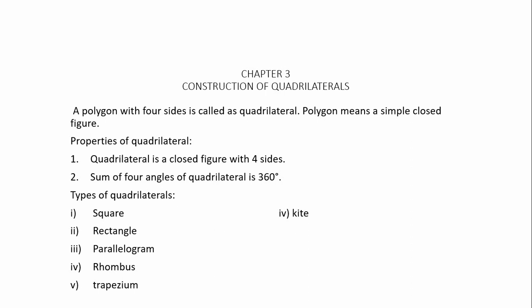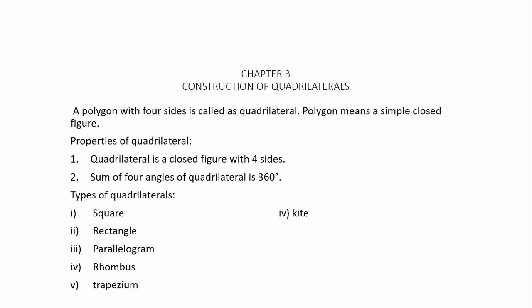Then what is meant by a polygon? Polygon means nothing but a simple closed figure. You know what is meant by a closed figure and an open figure. So here, a polygon with 4 sides and closed itself is a polygon. A polygon with 4 sides is called a quadrilateral.